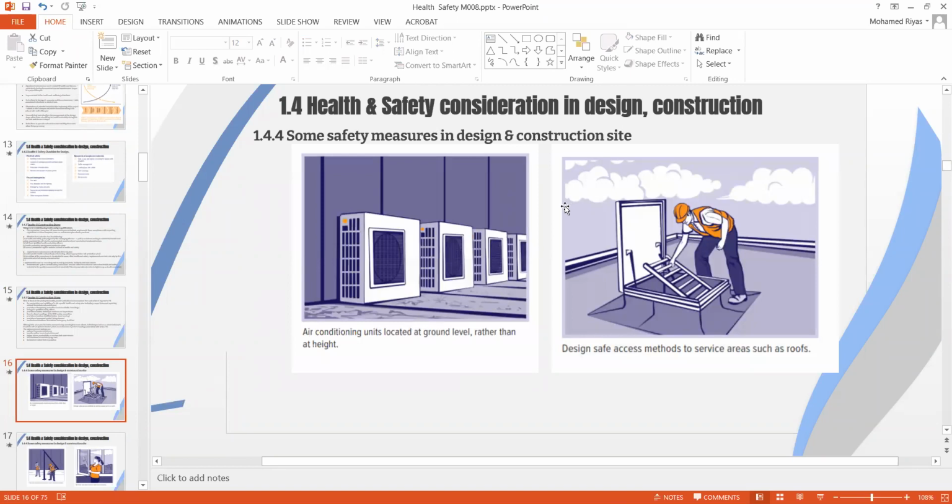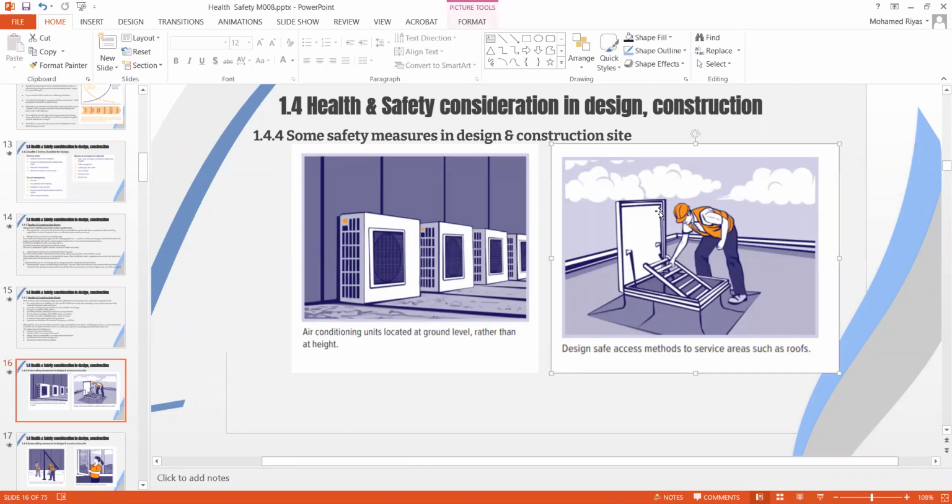Now we'll have a look at a few examples of safety design in construction methods. Now, placing the air conditioning unit at ground floor rather than at height. This is also considered to be safety. When it comes to safety, you can still place it on air with the holding bar, but by placing it on the ground, you are eliminating the risk of falling from height.